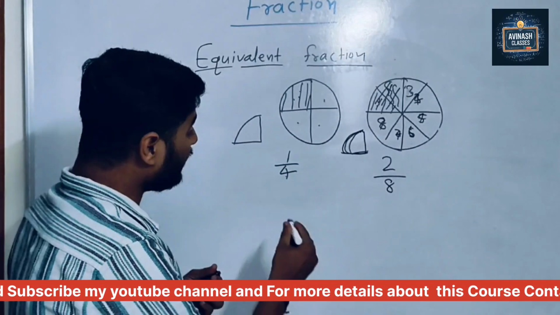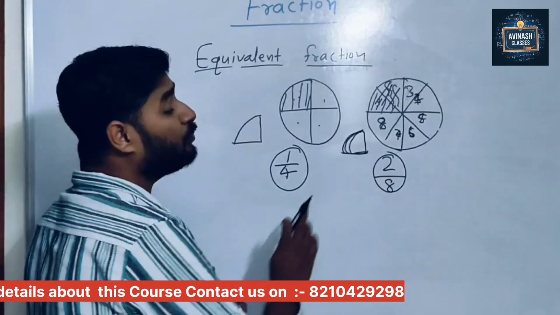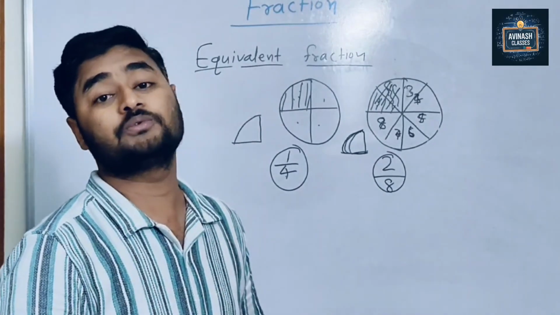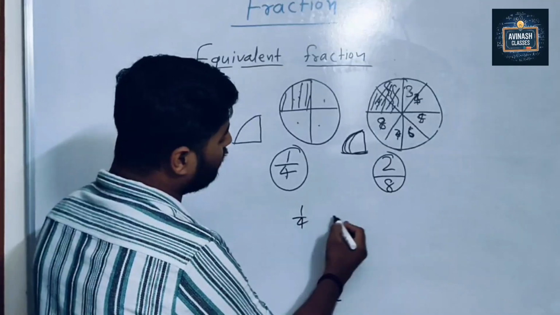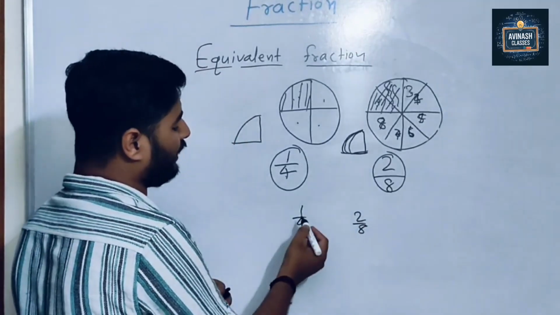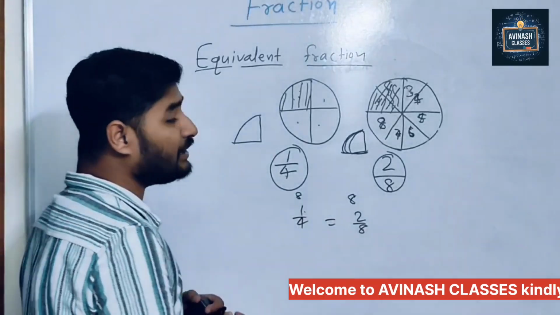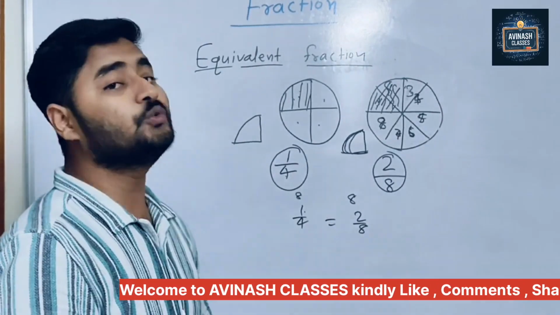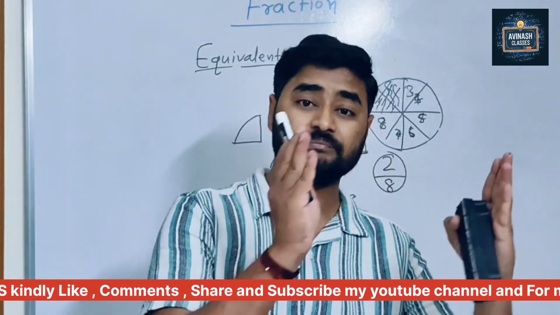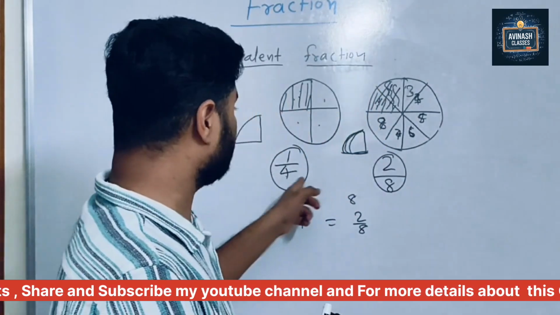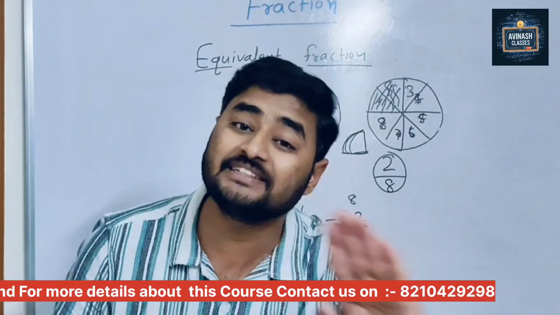So here what I'm trying to say, see, the numbers are different, but these both have the same value. You can check here, 1 by 4, 2 by 8. You can go with the butterfly method. 1 into 8 is 8, and 4 into 2 is 8. Both are equal now. So this is called equivalent fraction. So in equivalent fraction, the numbers and digits are different. See, it looks double, 1, 2, 4, 8, but still their value is the same.